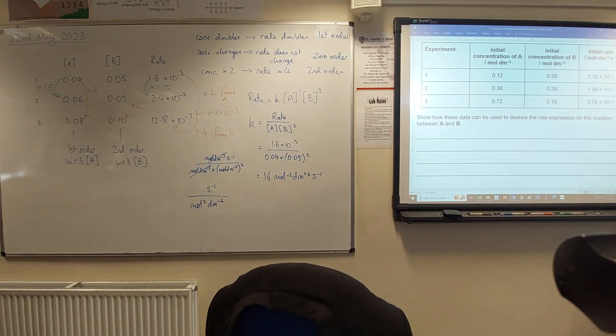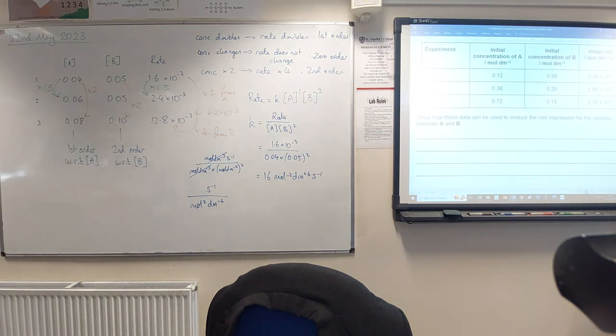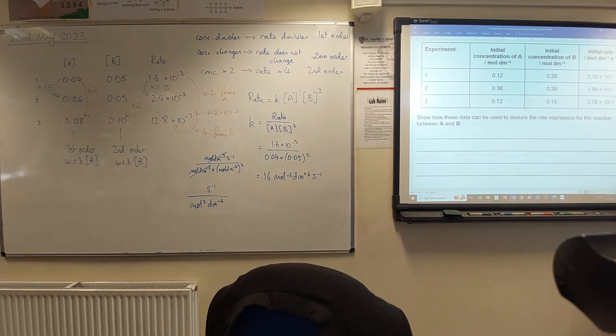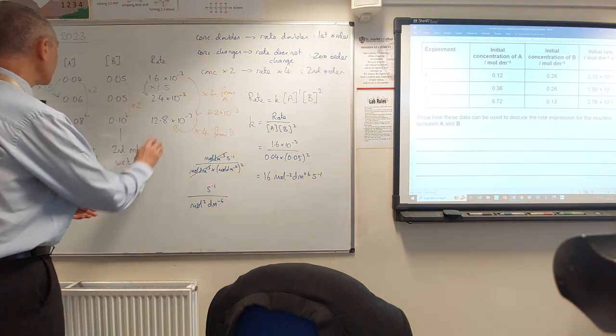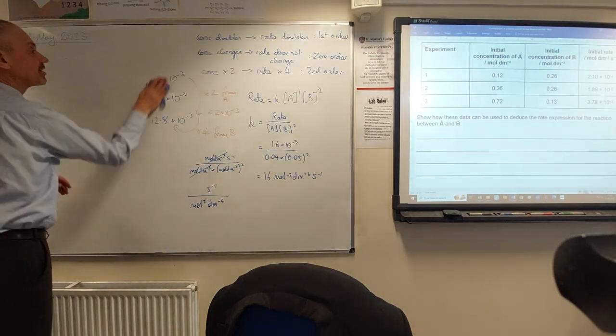Got that. Okay. Right, so there was another one on the overhead there. Again, show how these data can be used to deduce the rate expression for the reaction between A and B. So have a look at that, see how far you get. I'll put the numbers up on here.